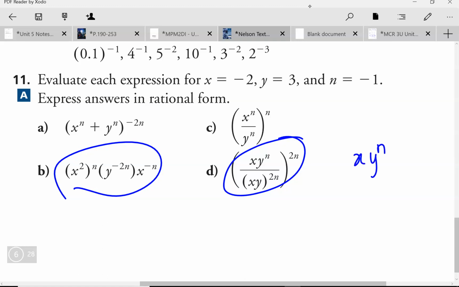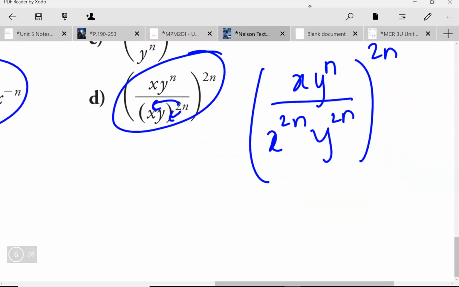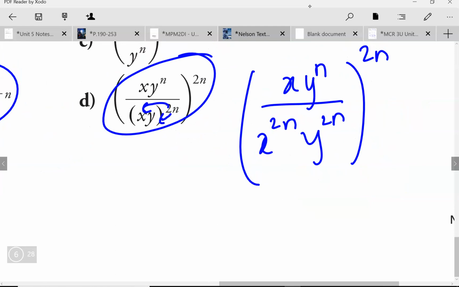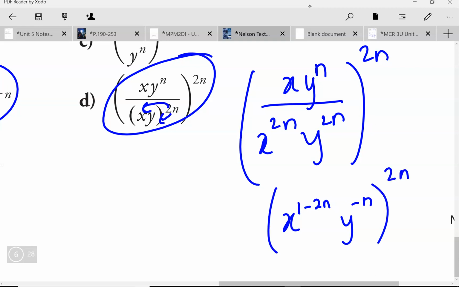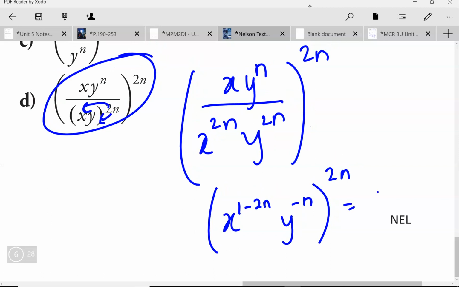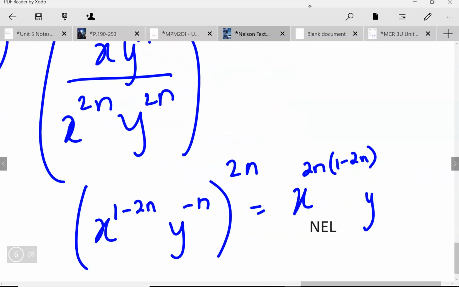So this is xy to the power of n divided by x to the power of 2n, y to the power of 2n, because I expanded this. And all this is still to the power of 2n, of course. And then I'm going to try and move stuff around. x to the power of 1 minus 2n, y to the power of n minus 2n, which is actually just negative n. And this gives me here x to the power of 2n times 1 minus 2n, y to the power of negative 2n squared.